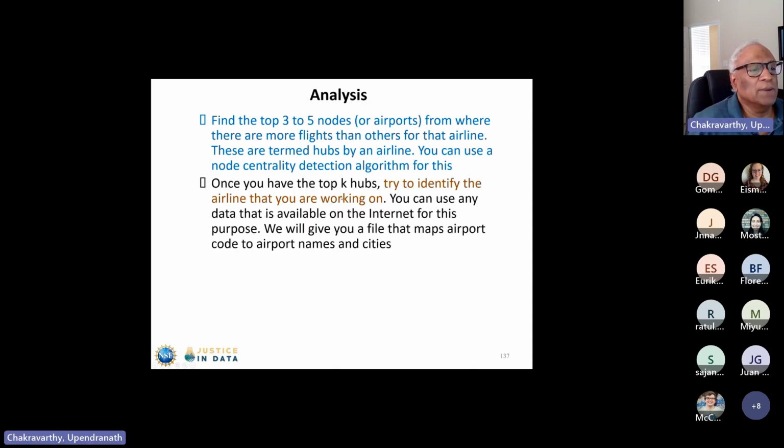So once you have the top K hubs, try to identify the airline that you are working on. You can use any data that is available on the internet. For this purpose, we will give you a file that maps airport code to airport names and cities.